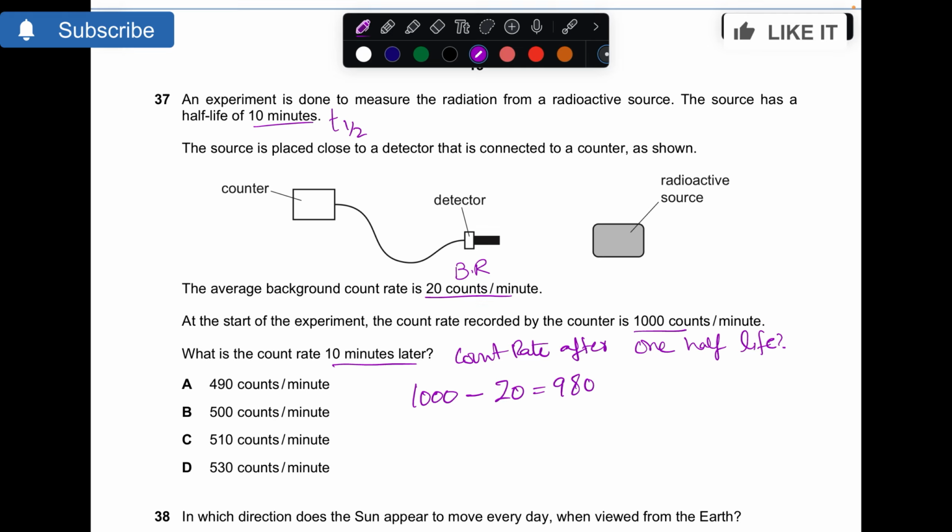Okay, so after one half-life, this 980 will remain half of the original value, so that will give you 490. Okay, so this is the radiation left from the source, but the detector will read this 490 plus it will also read the 20 count rate after one half-life as well, because that is the background radiation. It will give you 510. So that is option C.